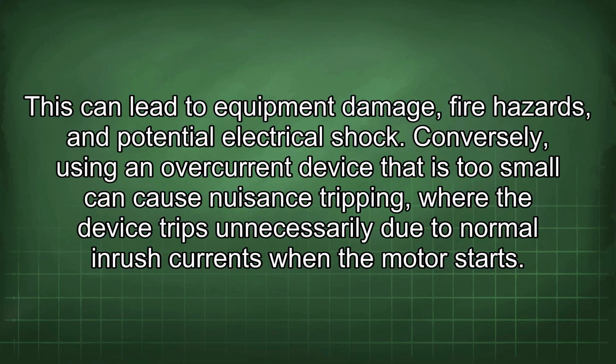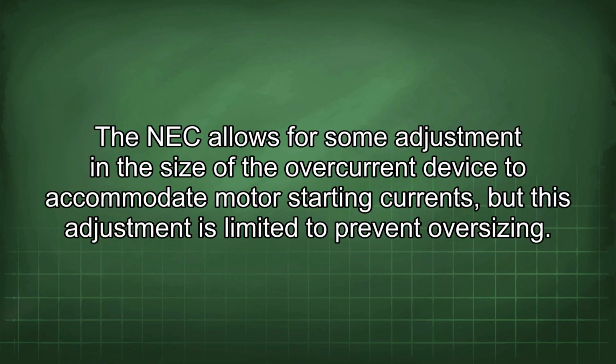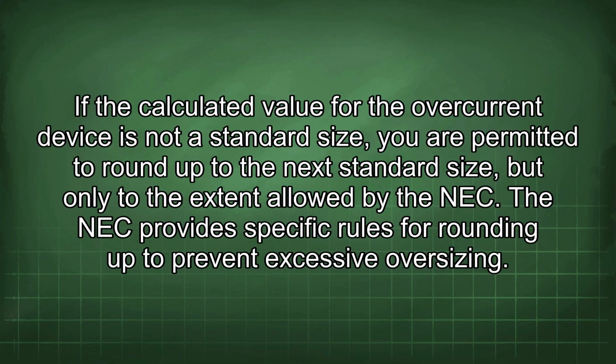Conversely, using an overcurrent device that is too small can cause nuisance tripping, where the device trips unnecessarily due to normal inrush currents when the motor starts. The NEC allows for some adjustment in the size of the overcurrent device to accommodate motor starting currents, but this adjustment is limited to prevent oversizing. If the calculated value for the overcurrent device is not a standard size, you are permitted to round up to the next standard size, but only to the extent allowed by the NEC. The NEC provides specific rules for rounding up to prevent excessive oversizing.